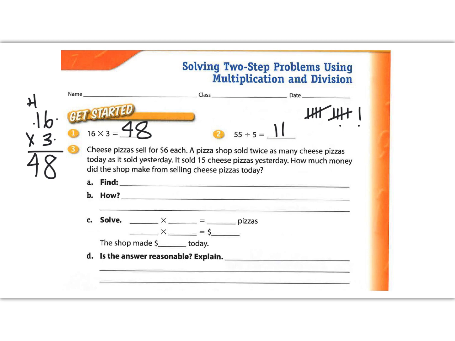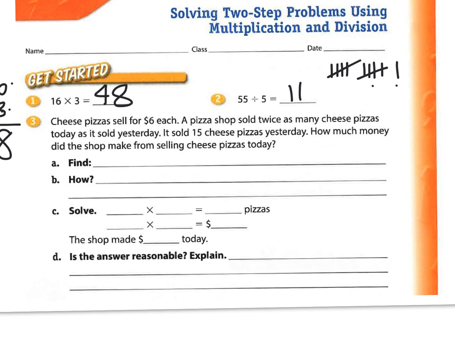Number 3 says, cheese pizzas sell for $6 each. A pizza shop sold twice as many cheese pizzas today as it sold yesterday. It sold 15 cheese pizzas yesterday. How much money did the shop make from selling cheese pizzas today? So we need to find money earned, solving this problem. How? We're going to multiply.